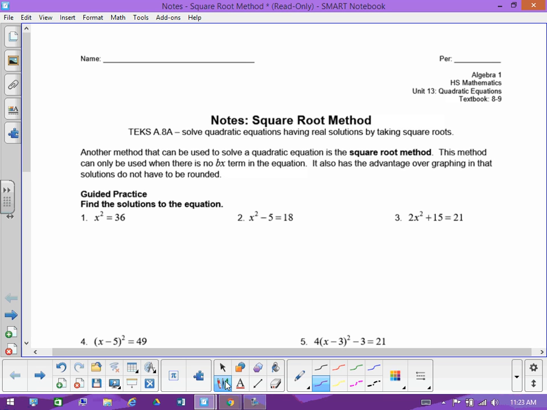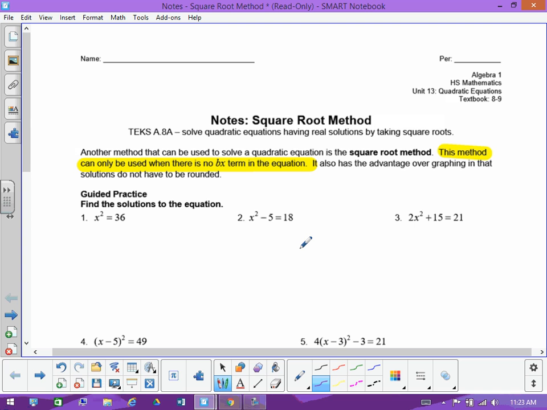First thing I want you to recognize, look at the second sentence. This can only be used when there is no bx term in your equation. Okay, so this means you have x squared, whatever your letter is, and you have another number. And we don't have anything else. That's what we're looking for.